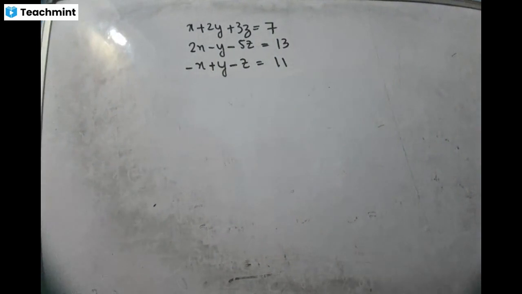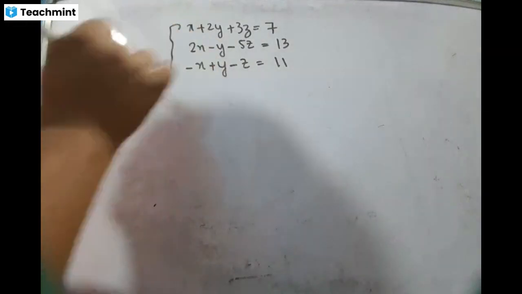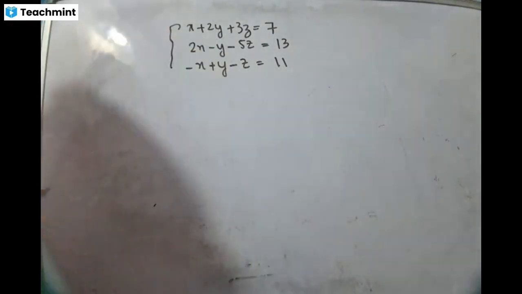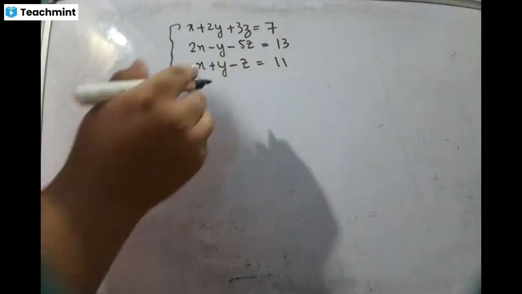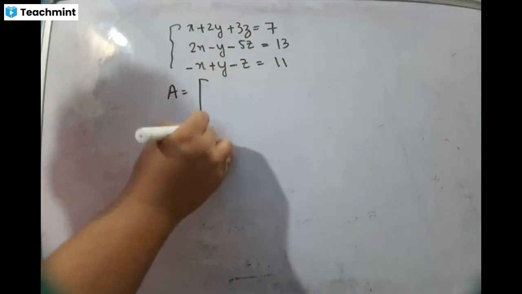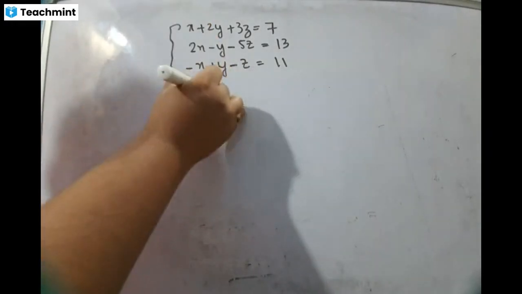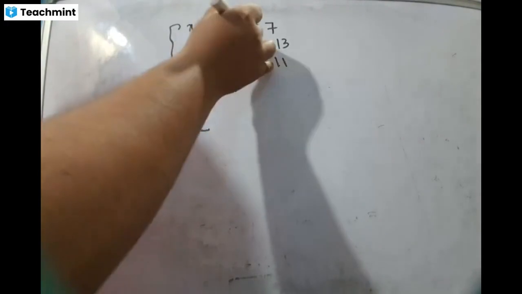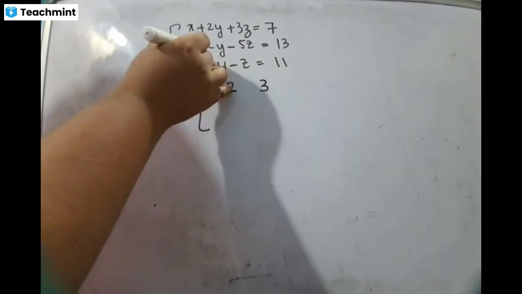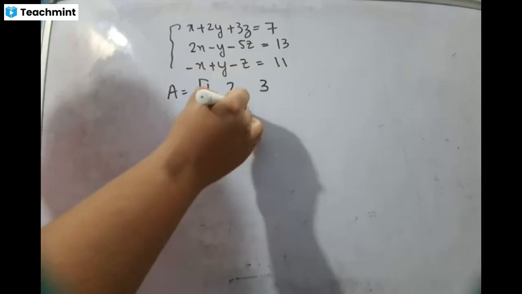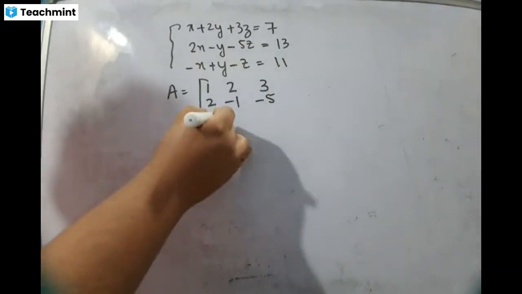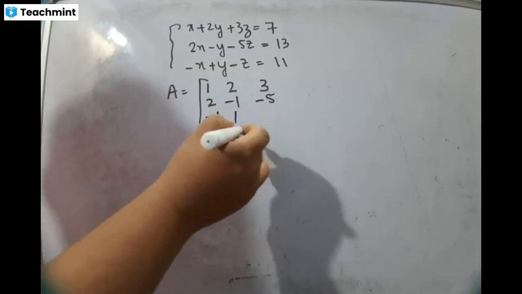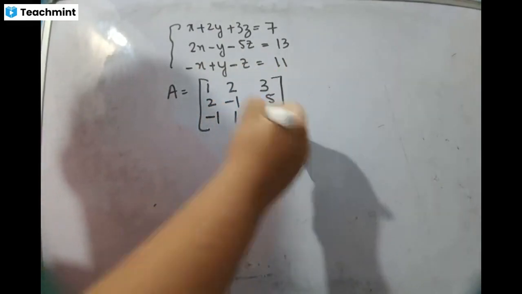So in this particular question they just want us to know whether you know how to write three normal equations in matrix form. In order to express these three equations in matrix form, I need to convert them into three matrices. Number one, capital A, that is called the coefficient matrix. What is in front of x? 1. What is in front of y? 2. What is in front of z? 3. Similarly, what is in front of x? 2. What is in front of y? Minus 1. And in front of z? Minus 5. Similarly, in front of x is minus 1, in front of y is 1, and in front of z is minus 1. So this is A.